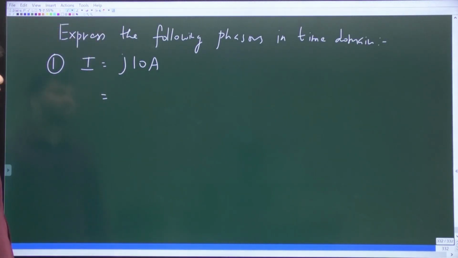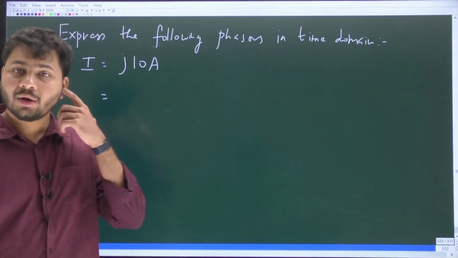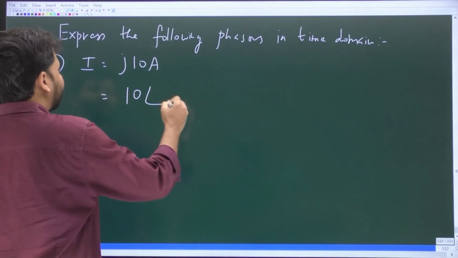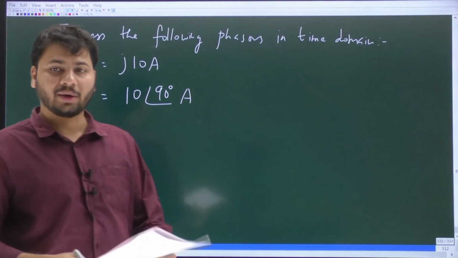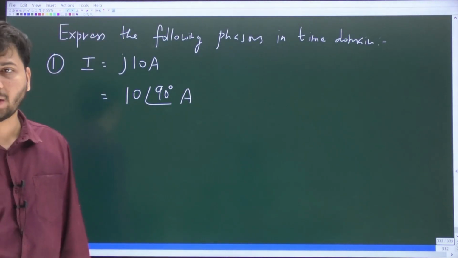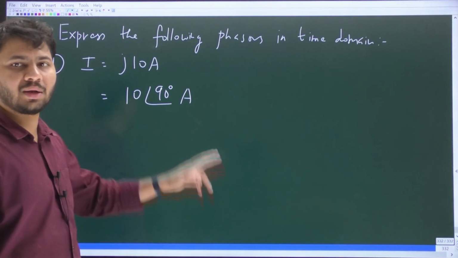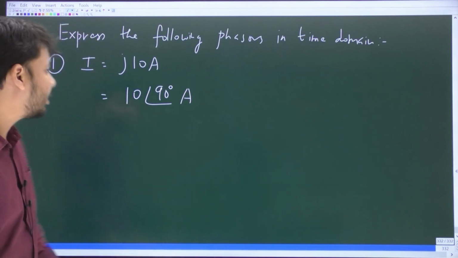So what is this j10 representation? It is rectangular form. In polar form, j10 is 10 at an angle of 90 degrees amperes. Now look at the phasor current: it is in polar form. 10 is the magnitude, and 90 degrees is the phase angle.